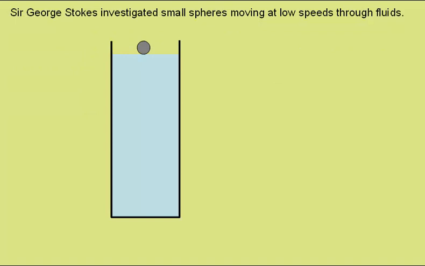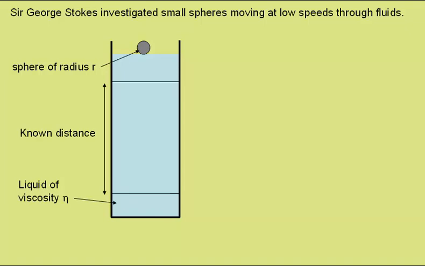Sir George Stokes investigated a simple case of objects moving through fluids. He investigated small spheres moving at low speeds. He took a sphere of radius r, falling through a liquid of viscosity eta. By marking out a known distance and timing the sphere to cover that known distance, we could work out the velocity of the sphere.